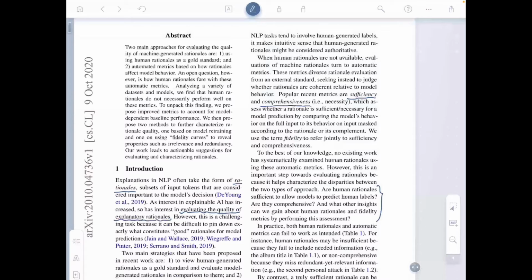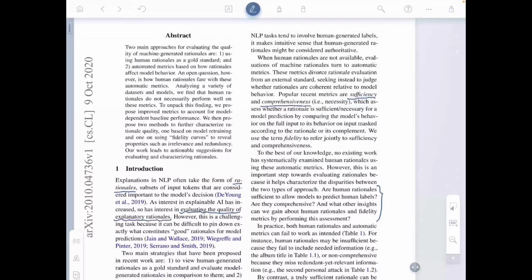What is a rationale? A rationale is a subset of input tokens that are considered the most important to the model's decision. So if there are 10 words in a sentence and the model decides that the first 5 words are more important than the remaining words in making its prediction, for example, in deciding whether this sentence is positive or negative, then these first 5 words are considered the rationale.